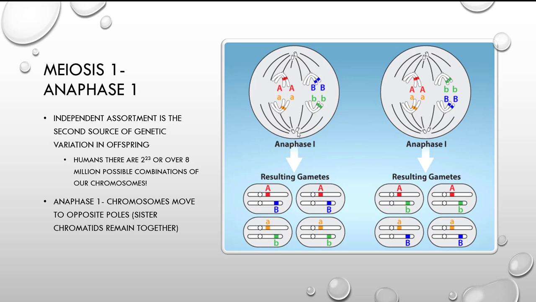So in anaphase part 1, instead of the sister chromatids separating like in mitosis, the homologous chromosomes are separating from each other. Okay, so the centromeres are staying together, and it's just the homologous chromosomes being pulled to opposite poles. Okay, so there they're going to opposite poles. The sister chromatids stay together. Right?